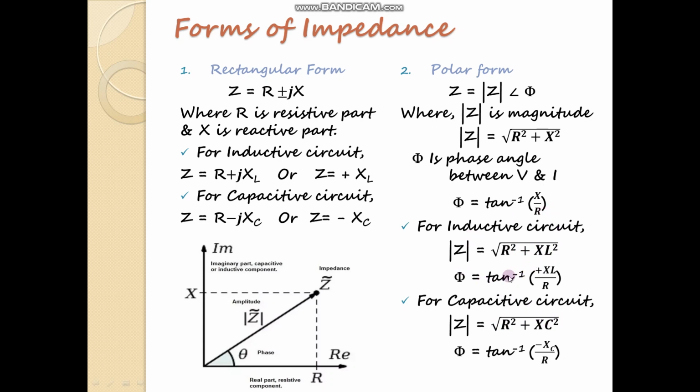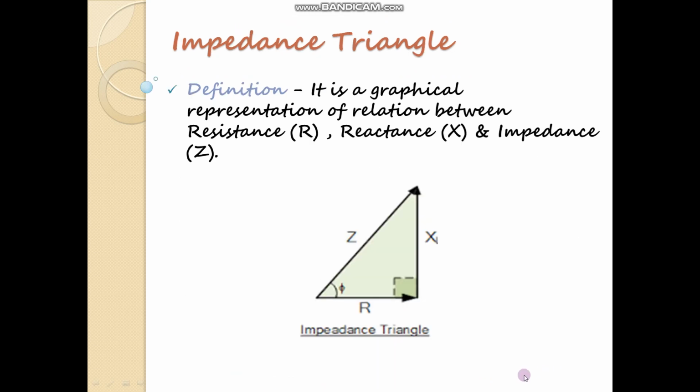But for inductive circuit, if we have to find the phi, then tan inverse plus XL by R, and for capacitive circuit, phi equals to tan inverse minus XC by R. This is the impedance triangle. This is the graphical representation or relation between the resistance, reactance and impedance. Base represents the resistance, perpendicular represents the reactance, and this hypotenuse represents the impedance.